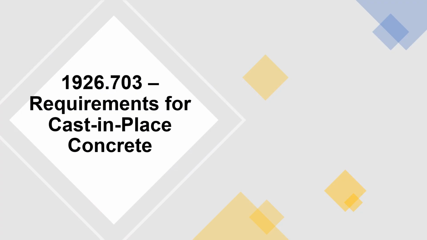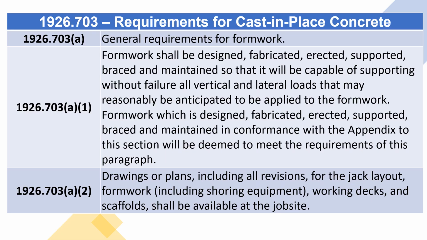1926.703 Requirements for cast-in-place concrete. 1926.703(a) General requirements for formwork. 1926.703(a)(1) Formwork shall be designed, fabricated, erected, supported, braced and maintained so that it will be capable of supporting without failure all vertical and lateral loads that may reasonably be anticipated to be applied to the formwork. Formwork which is designed, fabricated, erected, supported, braced and maintained in conformance with the appendix to this section will be deemed to meet the requirements of this paragraph.